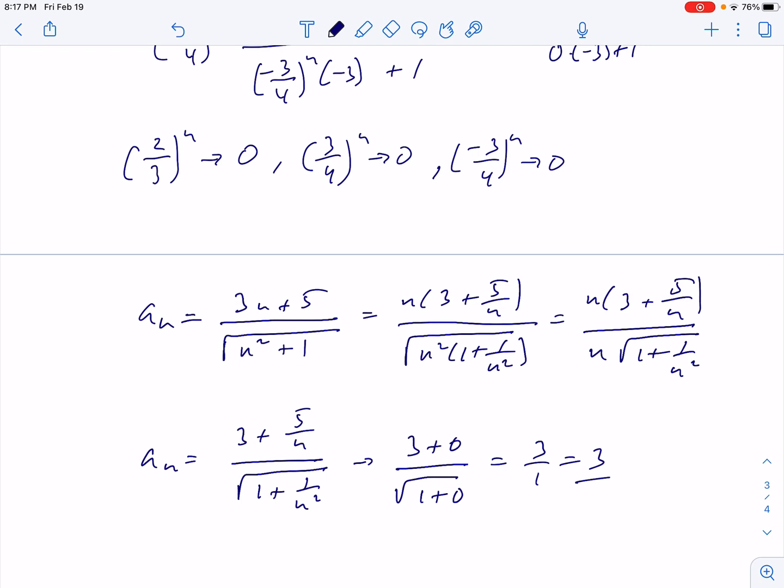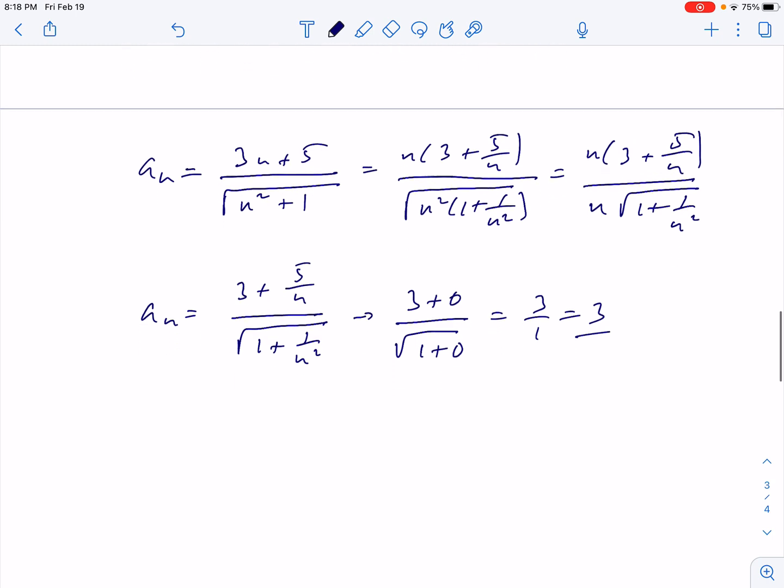Although we have infinity over infinity, it's not appropriate to use L'Hopital here because you have to differentiate this radical and it will not become simpler. So this is the best way to solve the problem: factor the highest power carefully from inside the radical, and then reduce by n.